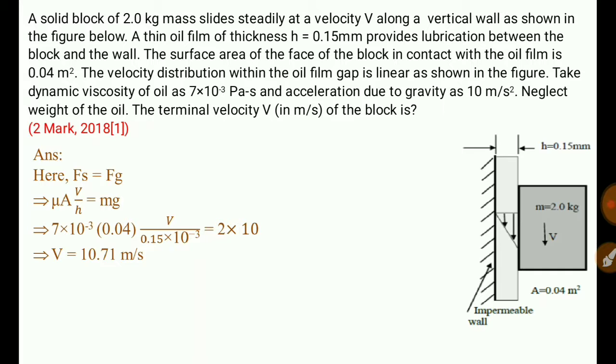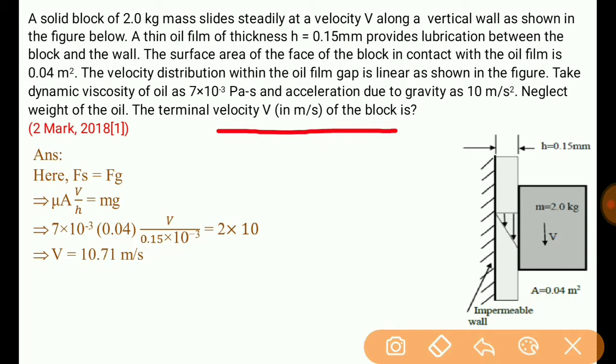So let's start. In this question he is asking about the velocity with which the block is coming downward. So here the block experiences two types of forces. One is the gravitational force or its own weight towards downward, and the other force is the frictional force or shear force towards upward. Why towards upward? Because the block is moving towards downward. And the shear force or frictional force is what? Mu A v by h.